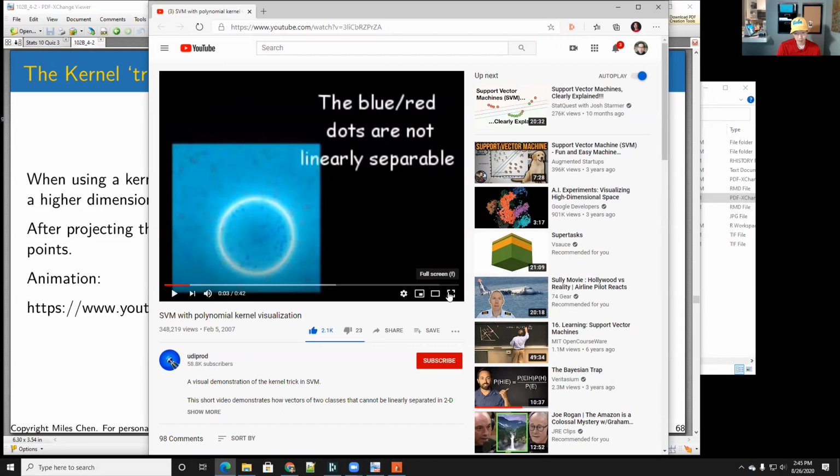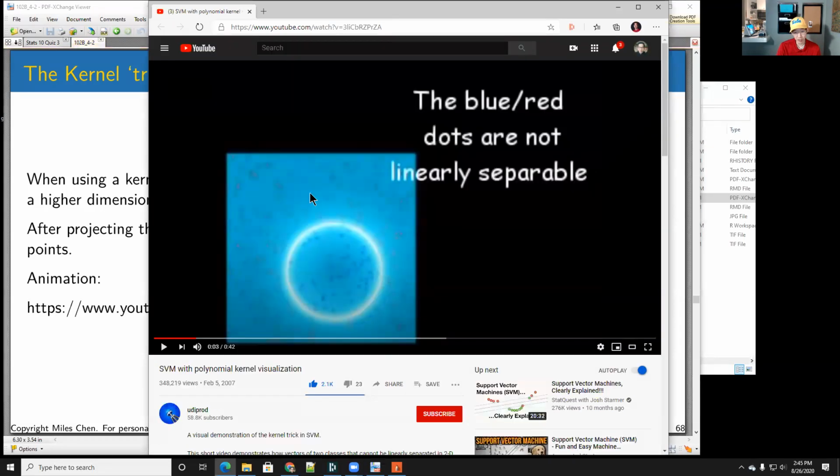Okay, so it's a little bit hard to see, but we've got dots that are blue right here inside the circle, and dots that are red outside the circle. The data exists in 2D, and in 2D there's no linear boundary. There's no way to separate the blue points inside the circle from the red points outside of the circle. The blue and red dots are not linearly separable.